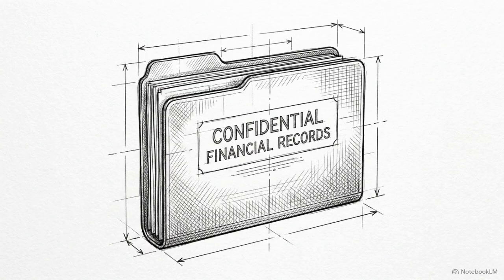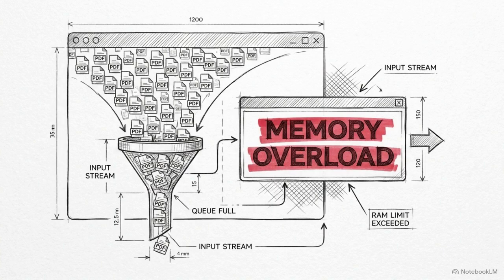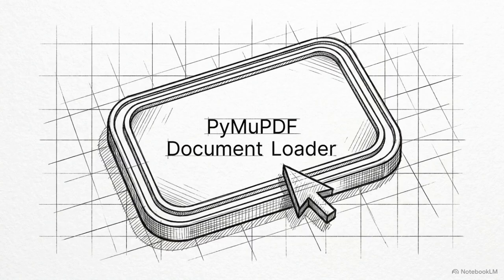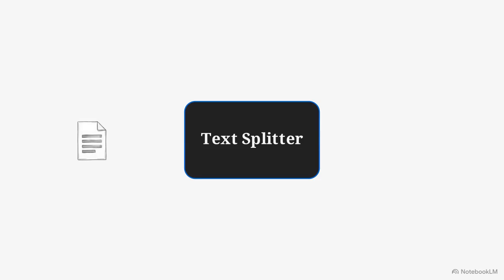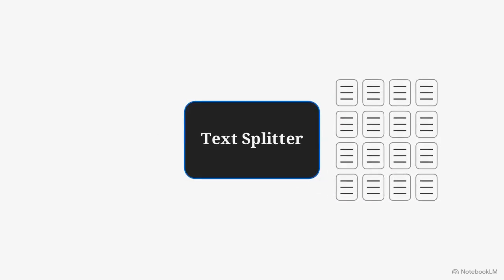Now we need to feed the agent our private data. If you try to dump massive, dense PDF folders into an AI all at once, you will hit its memory limit. To ingest the raw files safely, we drag the PyMuPDF document loader node onto our canvas. Next, we attach a text splitter node. This tool divides your large documents into precise, uniform segments of roughly 300 words each.